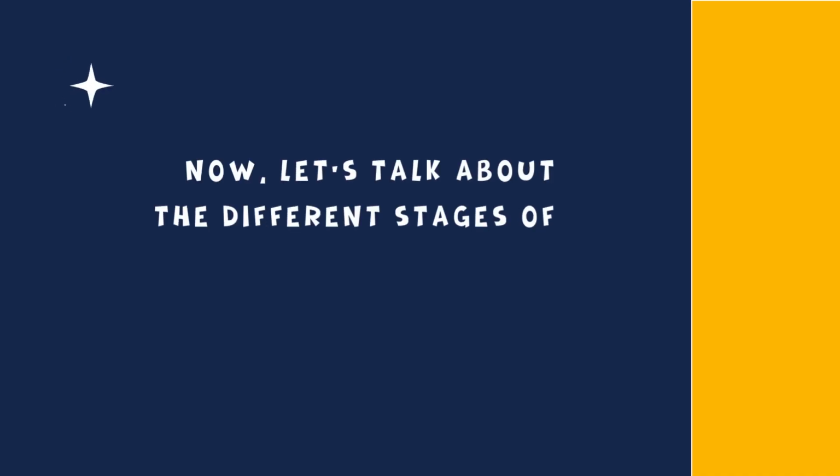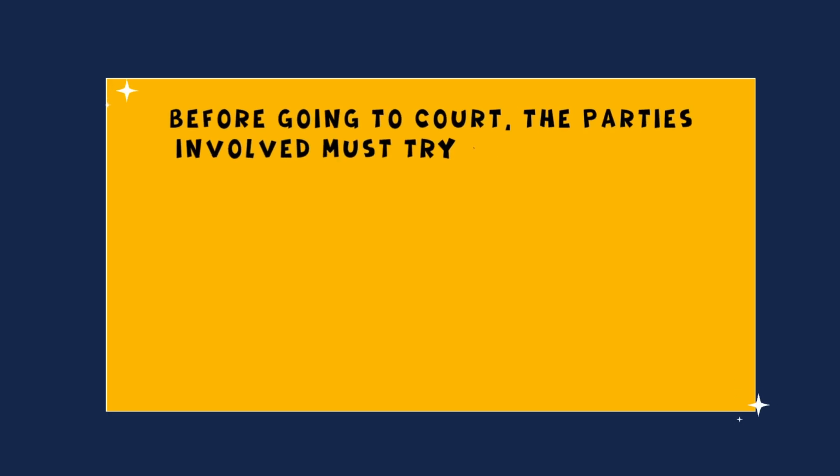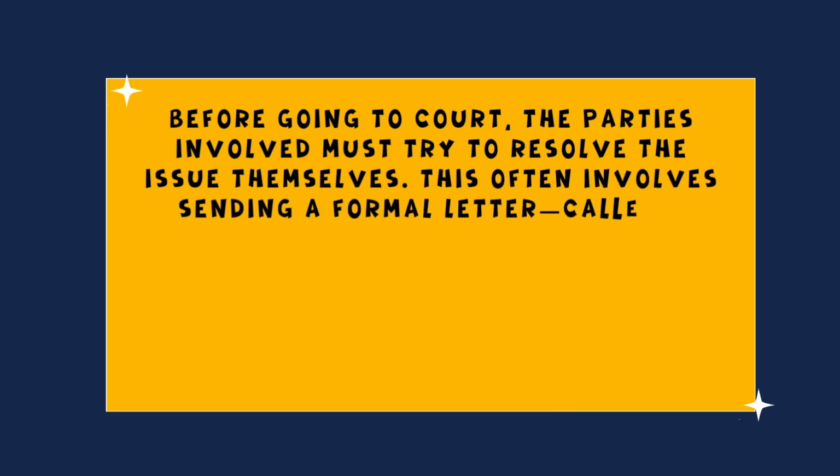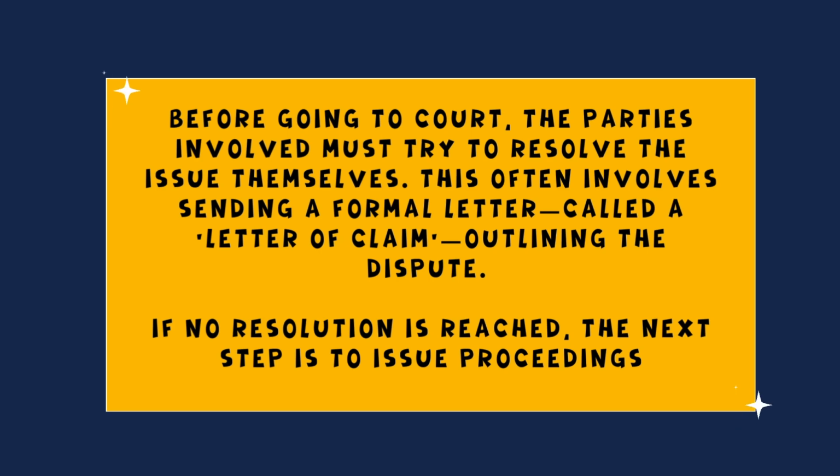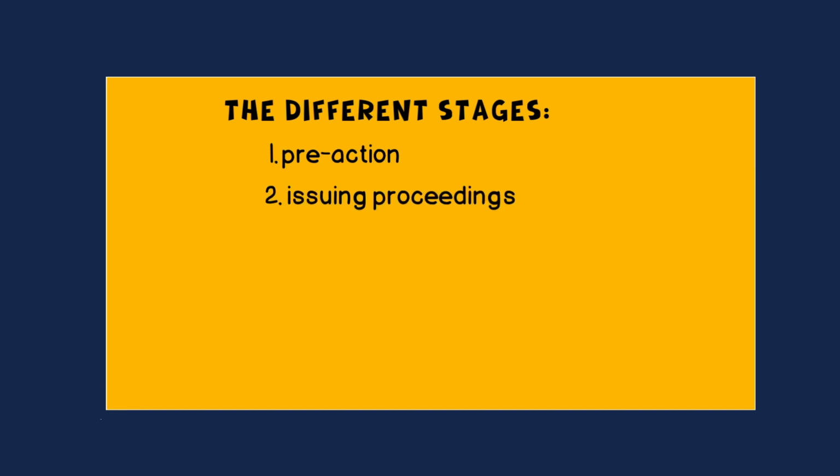So, now that we know what civil litigation is, let's talk about the stages that are involved in a civil case in the UK. And don't worry, I'll keep it simple. The first step is pre-action. This means before going to the court, the parties involved must try to resolve the issues themselves. And this often involves sending a formal letter called a pre-action letter or a letter of claim, which sets out the case, the claim you have against the potential defendant, and outlines the resolution that you're seeking from the other party. If no resolution is reached, then the next stage is issuing court proceedings.